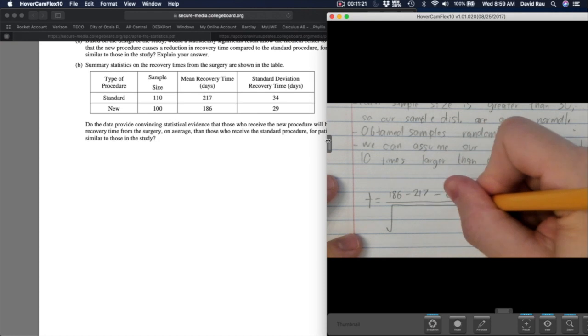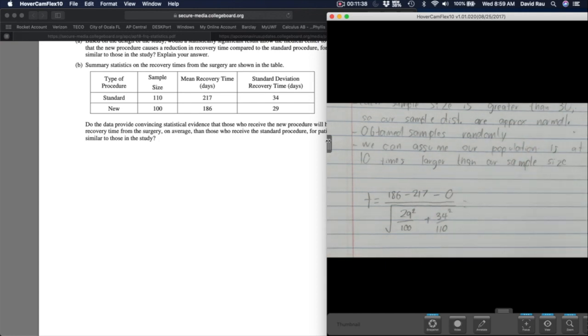Again, we're assuming that there is no difference at first until we prove otherwise, so we'll take our point estimated difference and subtract 0 from it, and we'll divide it by the formula for standard deviation, which is standard deviation 1, or standard deviation from new, squared over its sample size, plus standard deviation 2, squared over its sample size. And you can plug that into the calculator and figure it out.